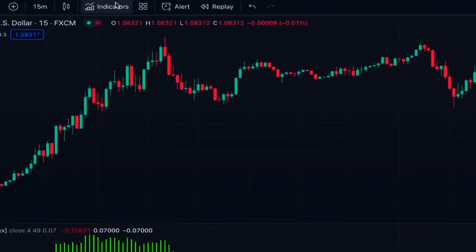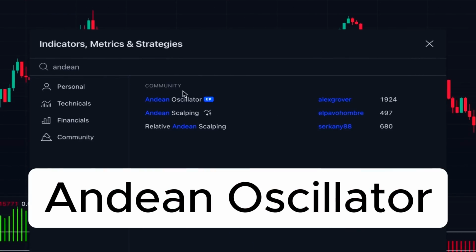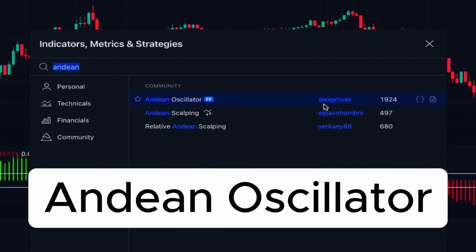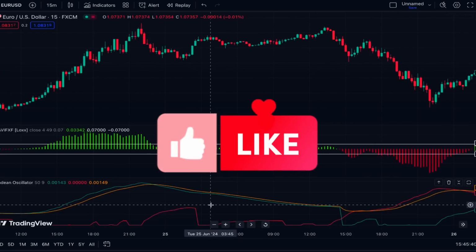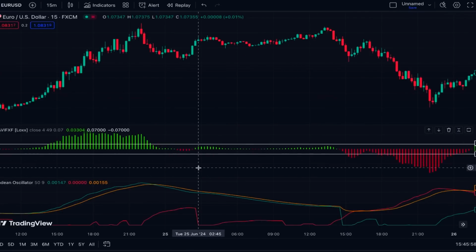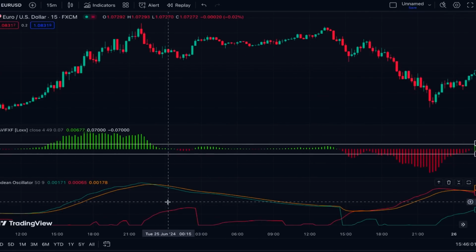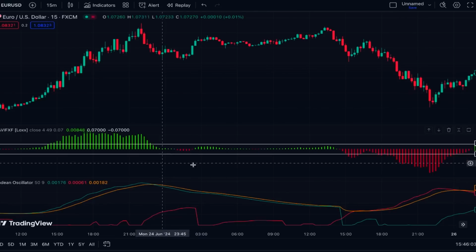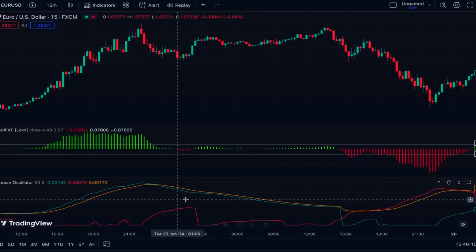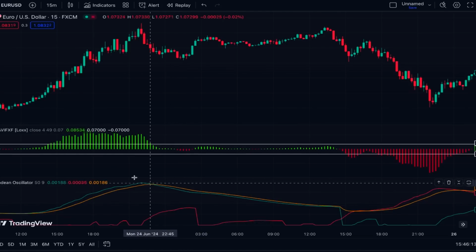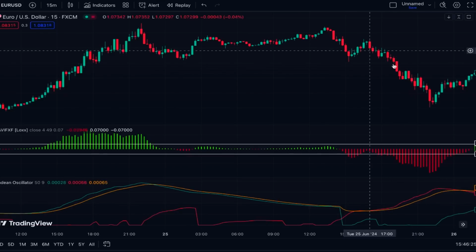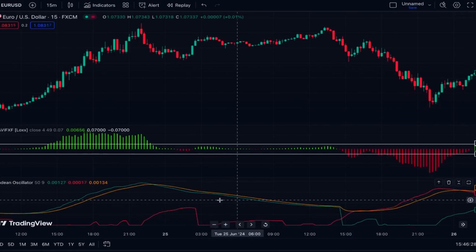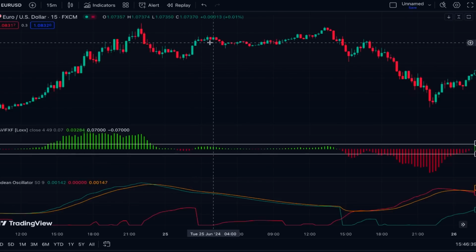One excellent indicator is the Andean oscillator, this one, which is an editor's picks indicator written by Alex Grover. This indicator is also powerful, with the same functionality as this one, which means it also helps you with trending and non-trending markets, and together they give a very accurate signal. If you have worked with the Andean oscillator, you know that when the green line is above the orange line, the market is in an uptrend, and when the red line is above the orange line, the market is in a downtrend, and when the orange line is above the other two, the market is not trending and moving flat.